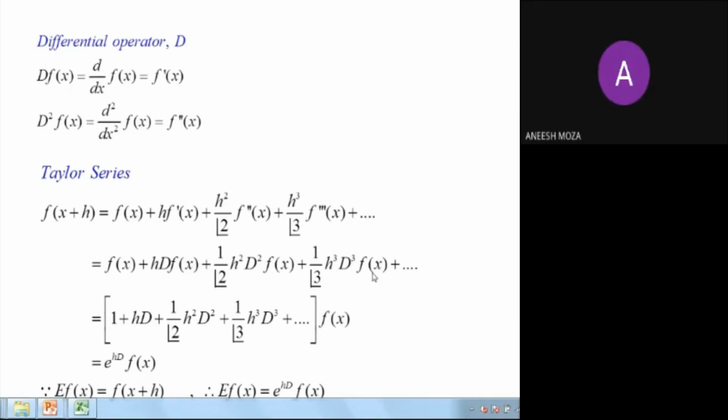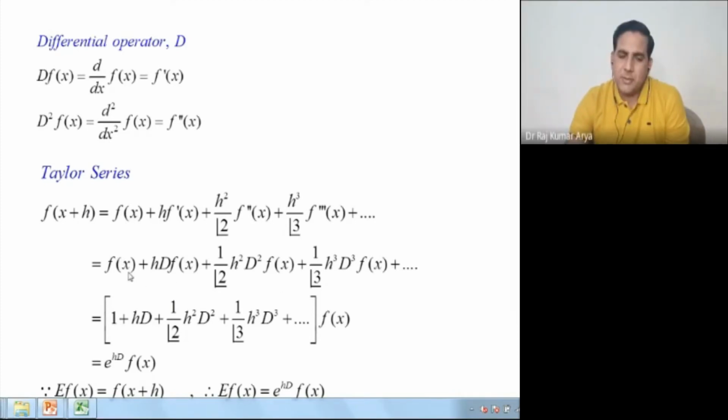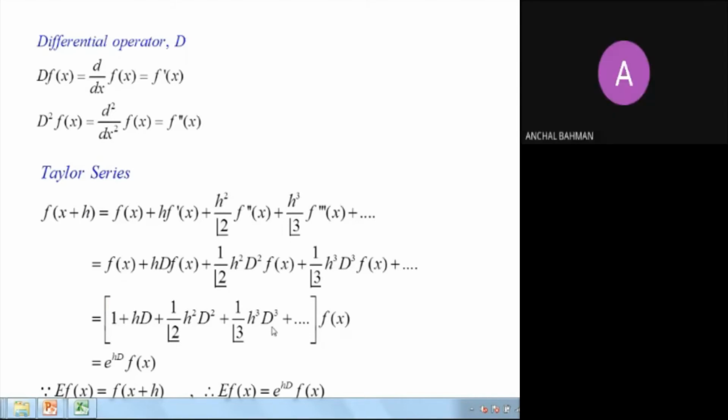Right? After that, we are taking f(x) common from all these terms. So f(x) would come here, and you are getting 1 plus hD plus 1 by factorial 2 h square D square, plus 1 by factorial 3 h cube D cube. This particular term is again called the e to the power hD expansion. So this is your exponential series, I think, right?